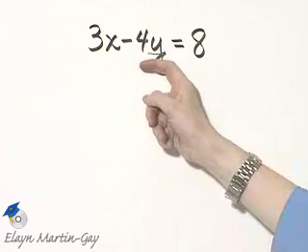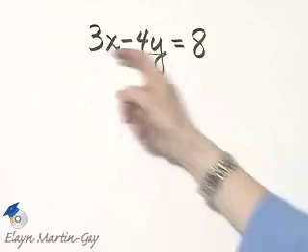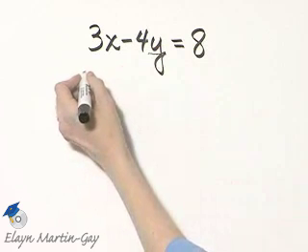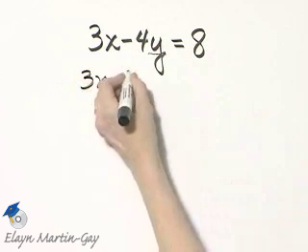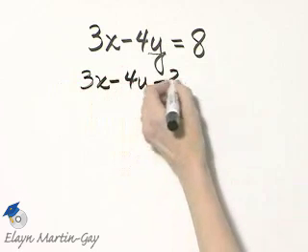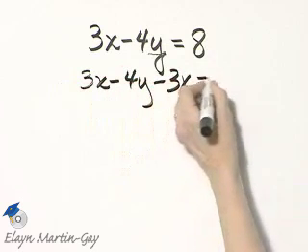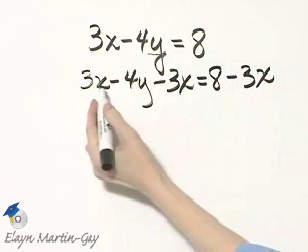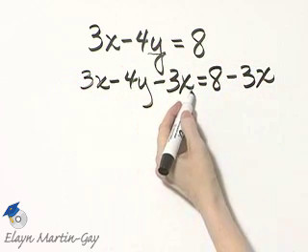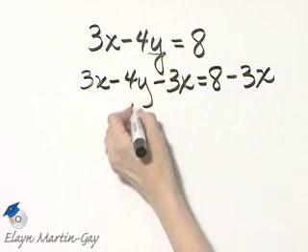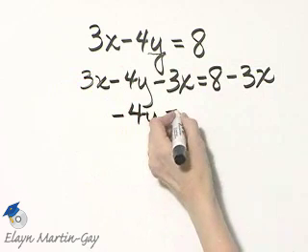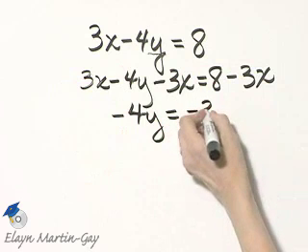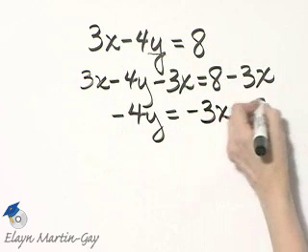Since this is the only term that contains a y, I will subtract 3x from both sides then. Left side, I'll have 3x minus 4y minus 3x. And the right side, I will subtract 3x also. Now look what happens. 3x minus 3x, those subtract out, and I have negative 4y is equal to 8 minus 3x. I'm going to write my x first, or I'll write that as negative 3x plus 8.